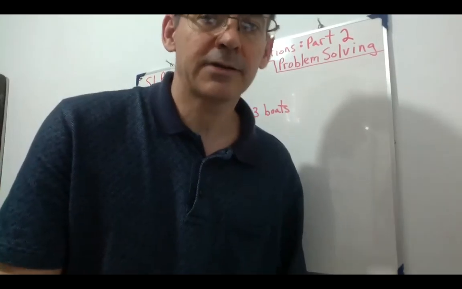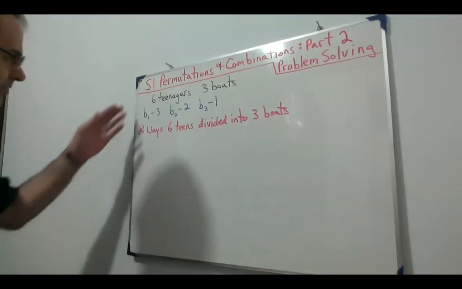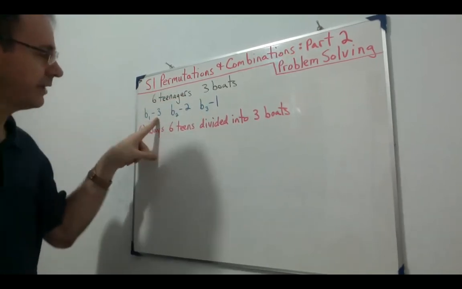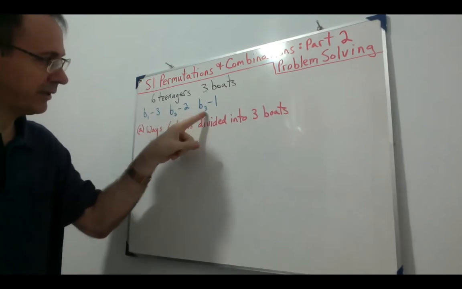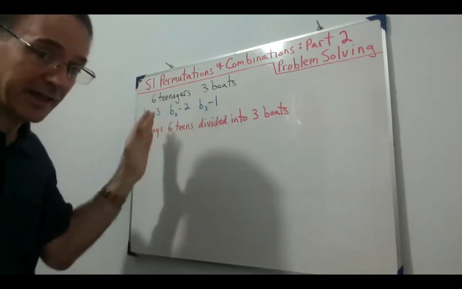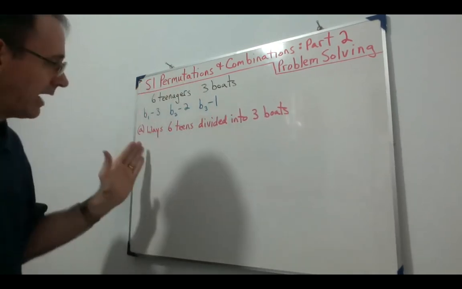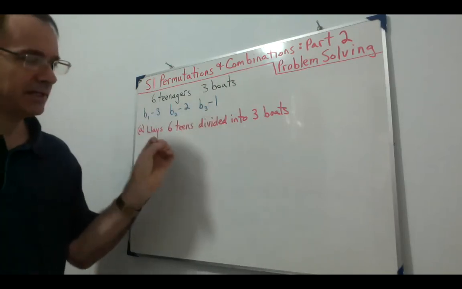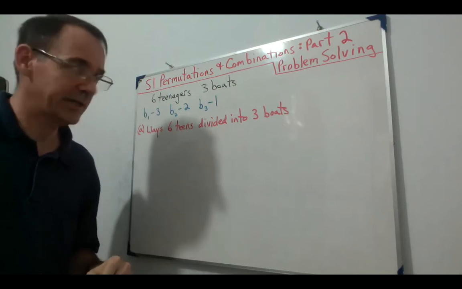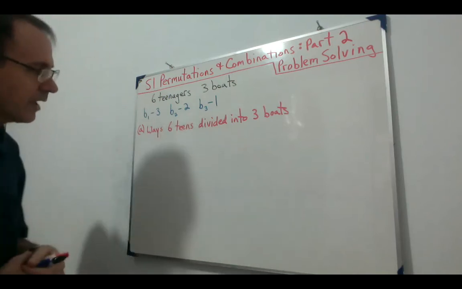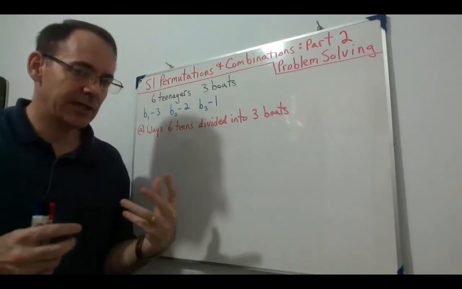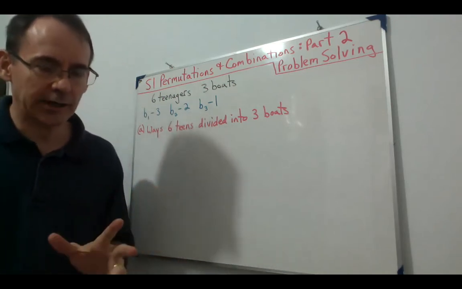So we'll come back to our board here. We have 6 teenagers, 3 boats. Boat 1 can hold 3, boat 2 can hold 2, boat 3 can hold 1. We see that the boats can hold all 6, but how many ways can these 6 teens be divided into these 3 different boats? So first thing, again, that first question: are we looking at permutations or combinations?